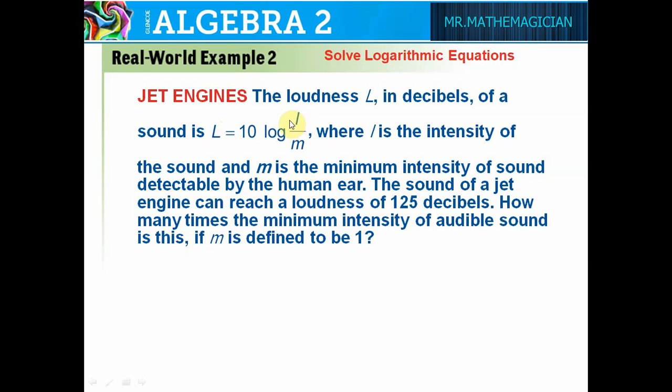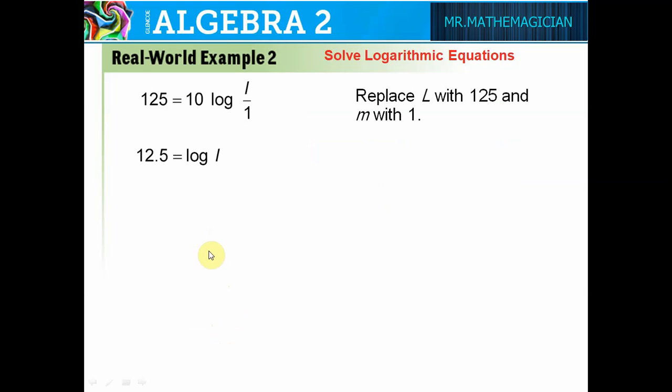Means we need the I. If M is defined to be 1. So you have the L as 125 and you have the M as 1. Just substitute and solve for I and you will find out. So this is the original equation. And we will substitute L as 125 and M as 1.